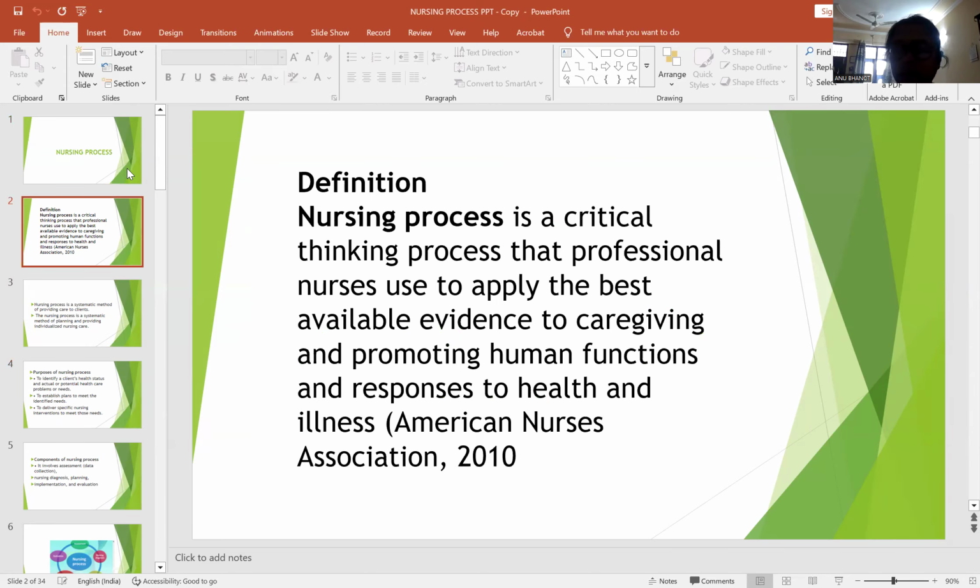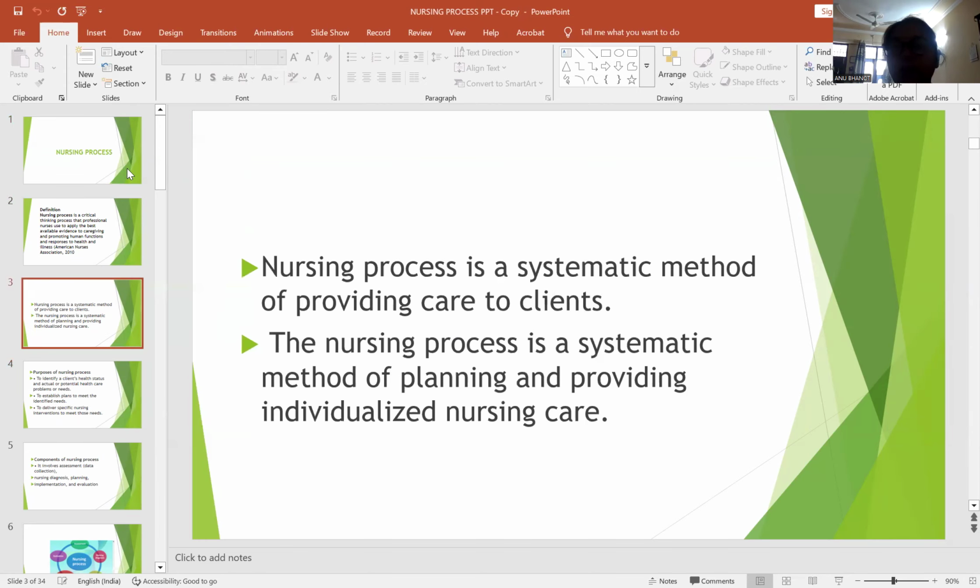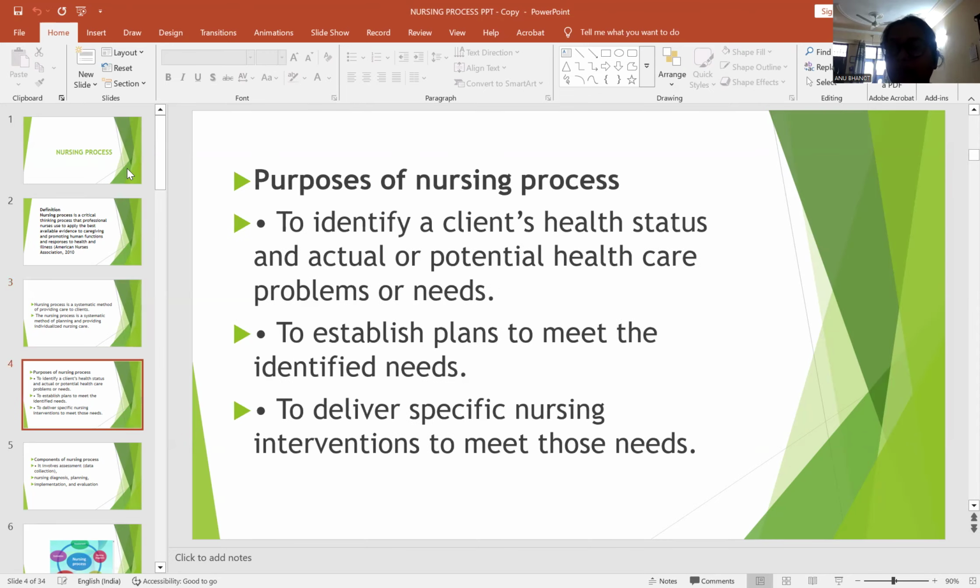According to the American Nurses Association, the nursing process is the means by which we systematically provide care to the clients. So that is a systematic method, a method of planning and providing individual nursing care to the patient.